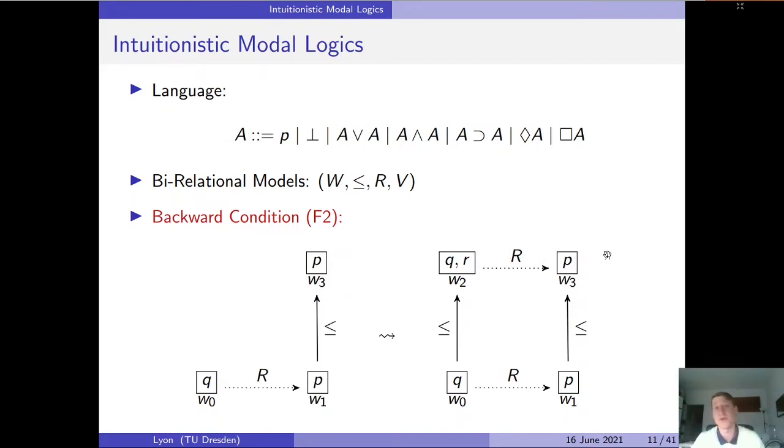Now, for those who are familiar with intuitionistic logics, in the setting of intuitionistic logics you not only have this monotonicity of propositional atoms, but you also have monotonicity of complex formulae. And by imposing these conditions, we can get monotonicity of complex formulae in the setting of birelational models.